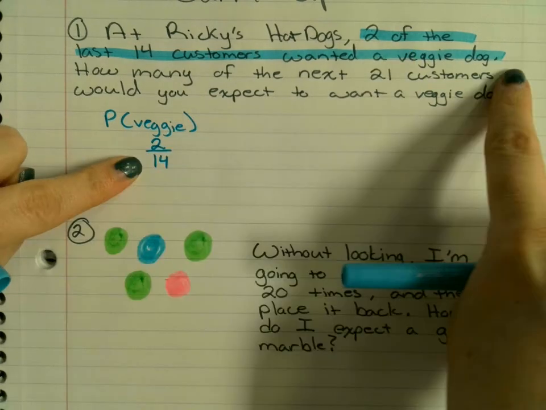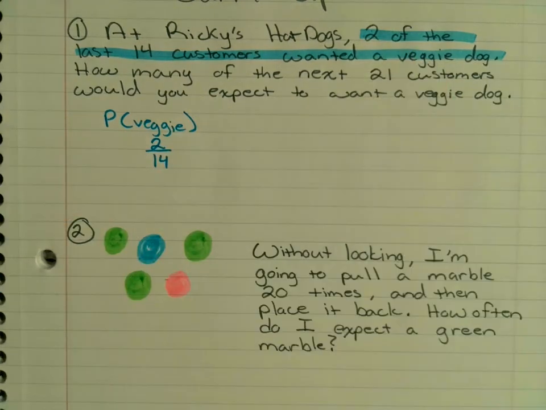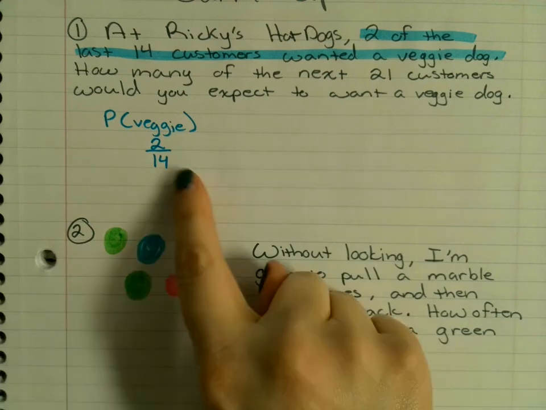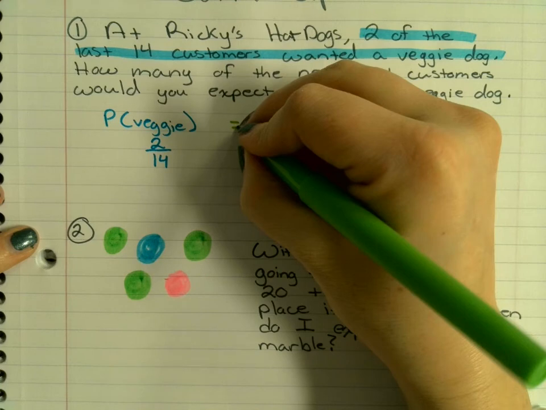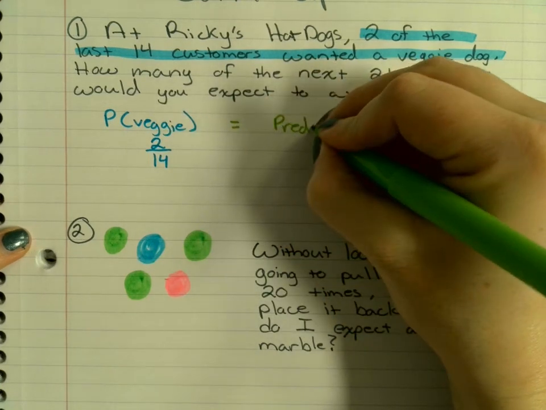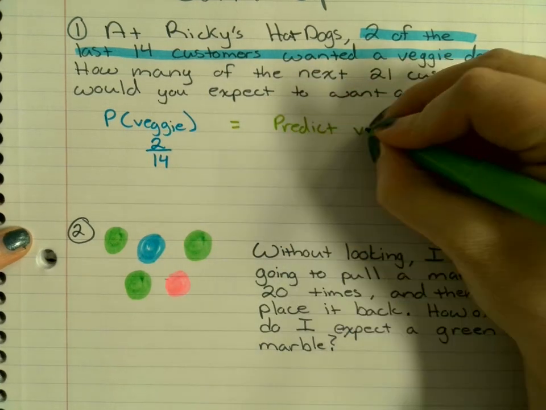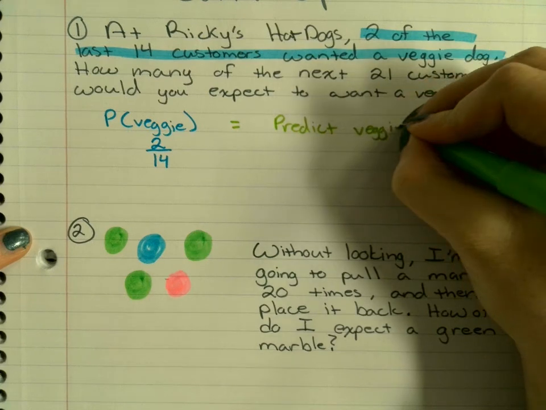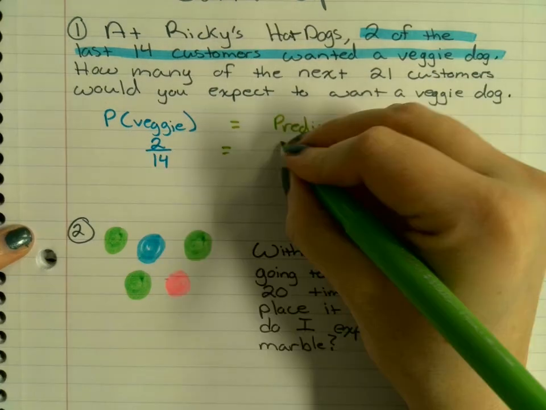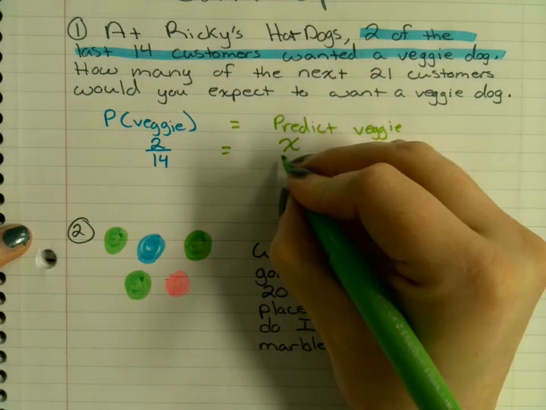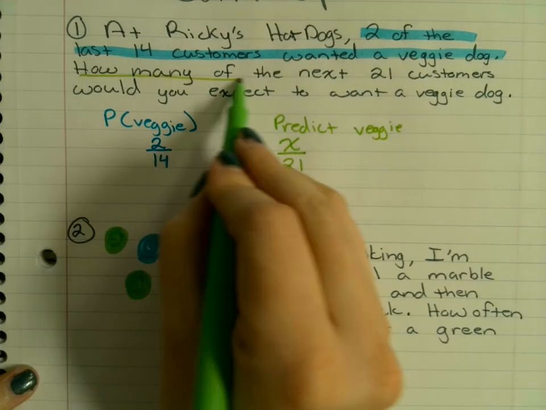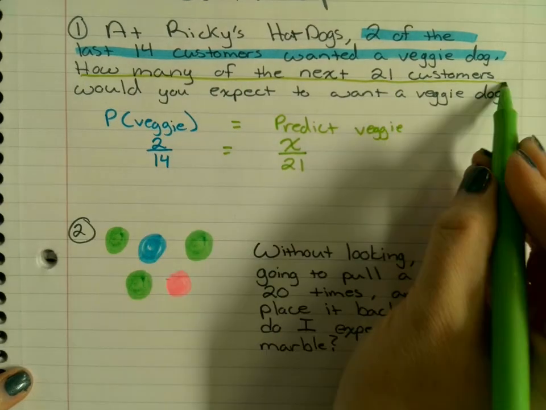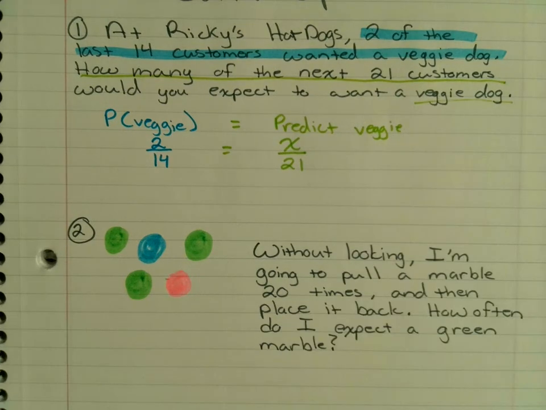What we're going to do is use that probability to create a prediction. So I want to set this equal to a prediction. So I'm going to write predict veggie. So what I want to know is how many are going to be veggie dogs out of 21 customers. It says it right here. How many of the next 21 customers are going to order the veggie dog? So once we have this set up, it's now a proportion.